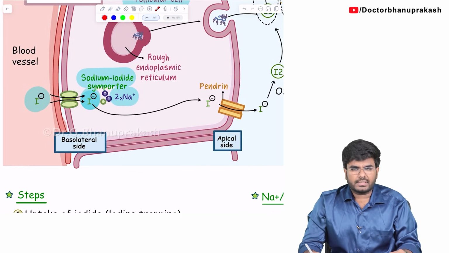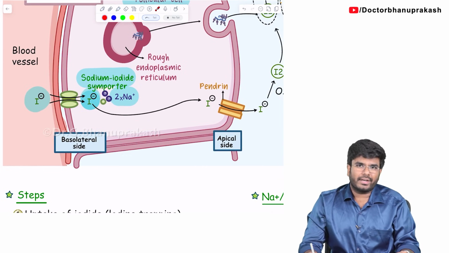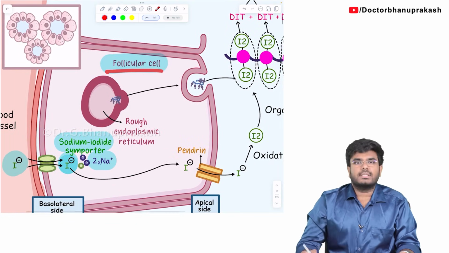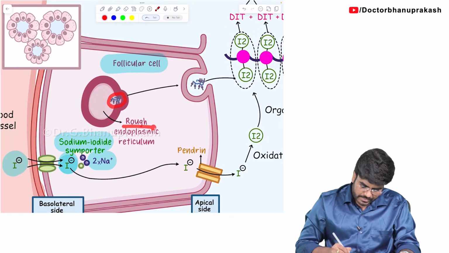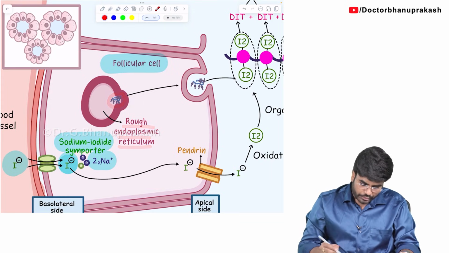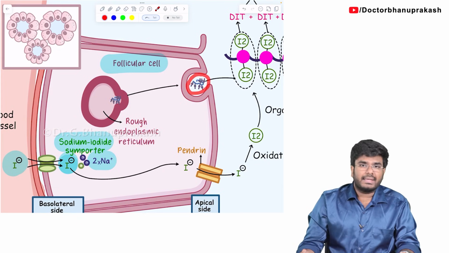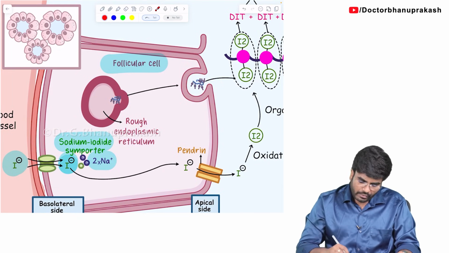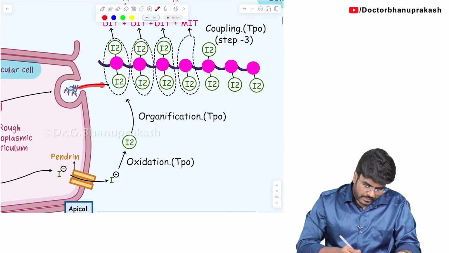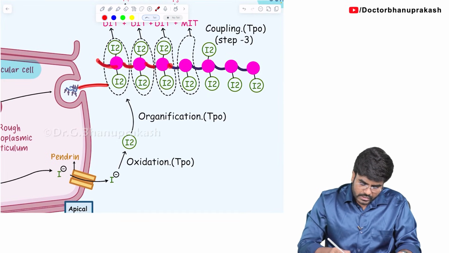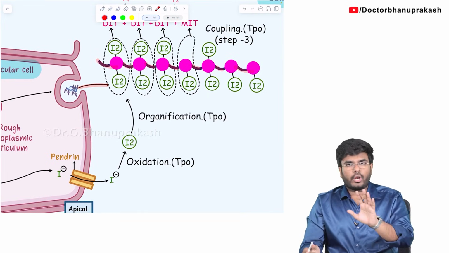Now, what about our heroine, sir? See, the hero should go and meet our heroine, right? See, the rough endoplasmic reticulum of the follicular cells is producing a protein called thyroglobulin. So this thyroglobulin which I am marking here, she is our heroine. Now, where is our heroine going? See, the thyroglobulin is coming into the colloid.